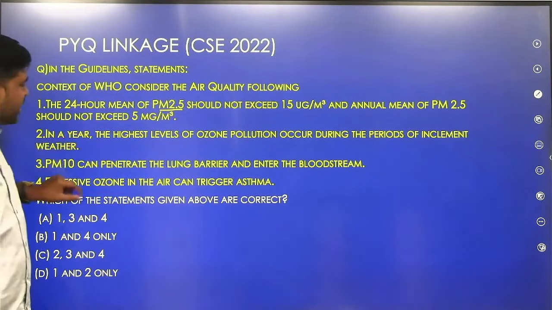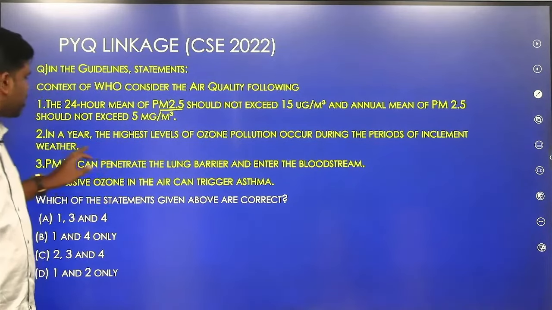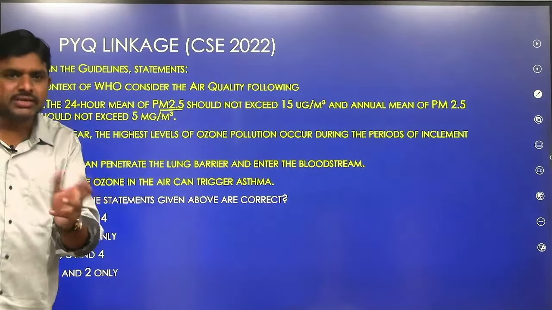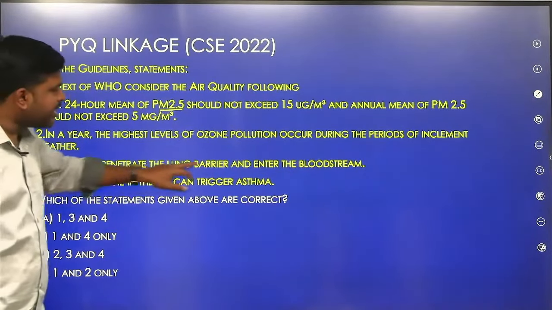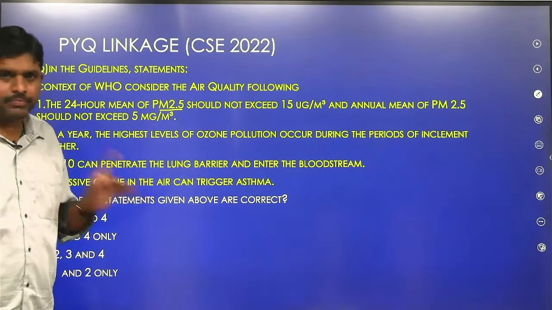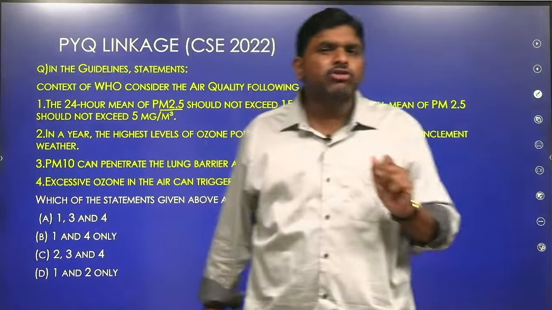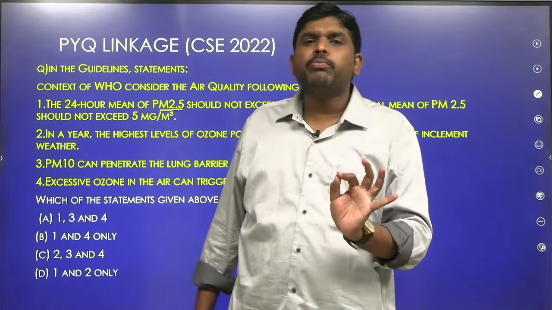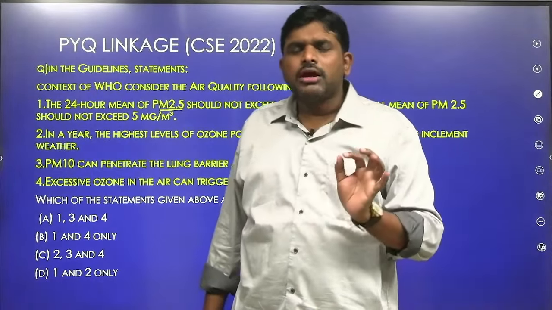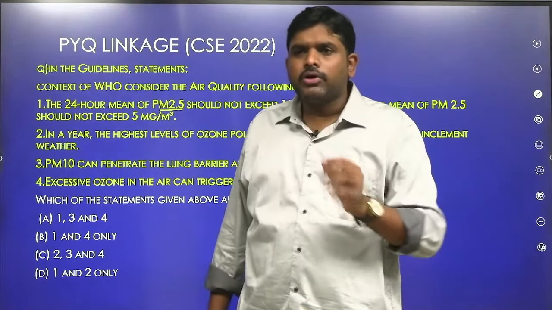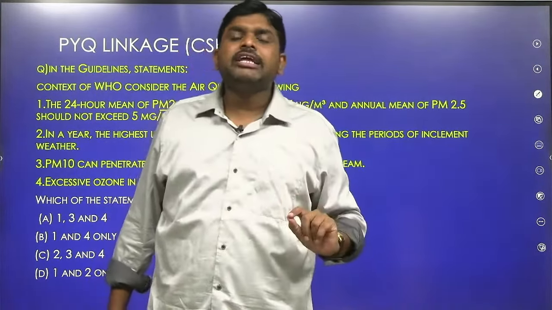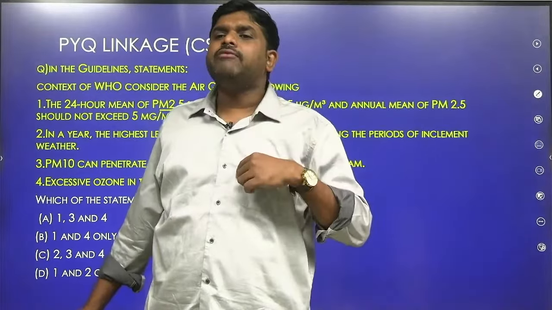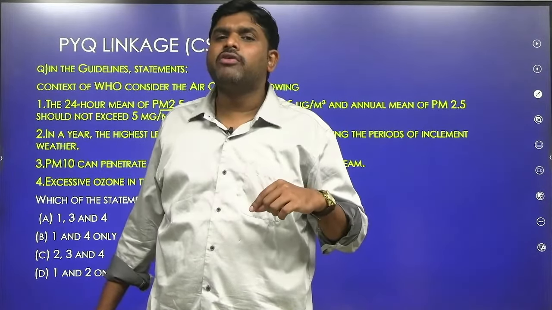The next statement: in a year, the highest levels of ozone pollution occur during periods of inclement weather, meaning winter and spring. Third, PM10 can penetrate the lung barrier and enter the bloodstream. Particulate matter 2.5 and 10 differ mainly by size. PM2.5 micrometer is very, very small, PM10 a little bigger. Small particles will go inside quickly. Without reading, we can use common sense. Will PM10 go inside quickly, or PM2.5?